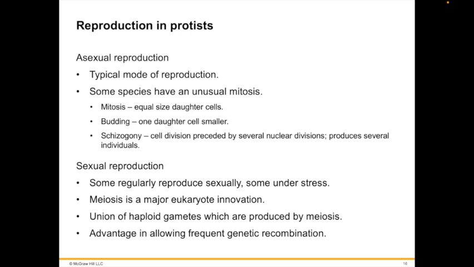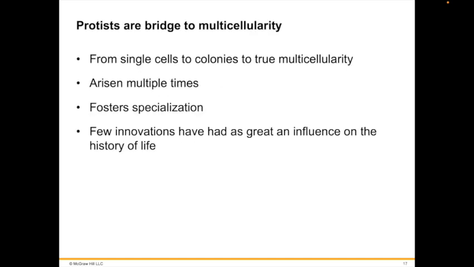Sexual reproduction is the process of producing offspring by fertilization, the union of two haploid cells which were generated by meiosis. The great advantage of sexual reproduction is that it allows for frequent genetic recombination, which contributes to the variation required for evolution by natural selection. The evolution of meiosis and sexual reproduction contributed to the tremendous explosion of diversity among the eukaryotes. Diversity in eukaryotes was also promoted by the development of multicellularity.